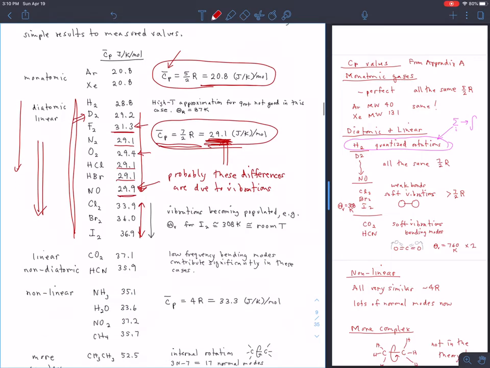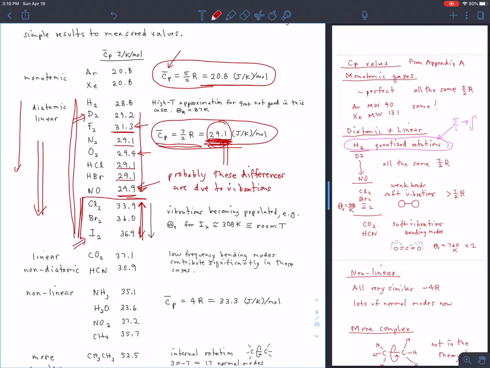All right, now we get down to these heavy diatomics. Cl2, Br2, and I2. What's going on there? Now we were starting to get significant differences between our universal 29.1 value up here, and what we actually see experimentally. And now I actually have done the calculations for at least I2 in this case.